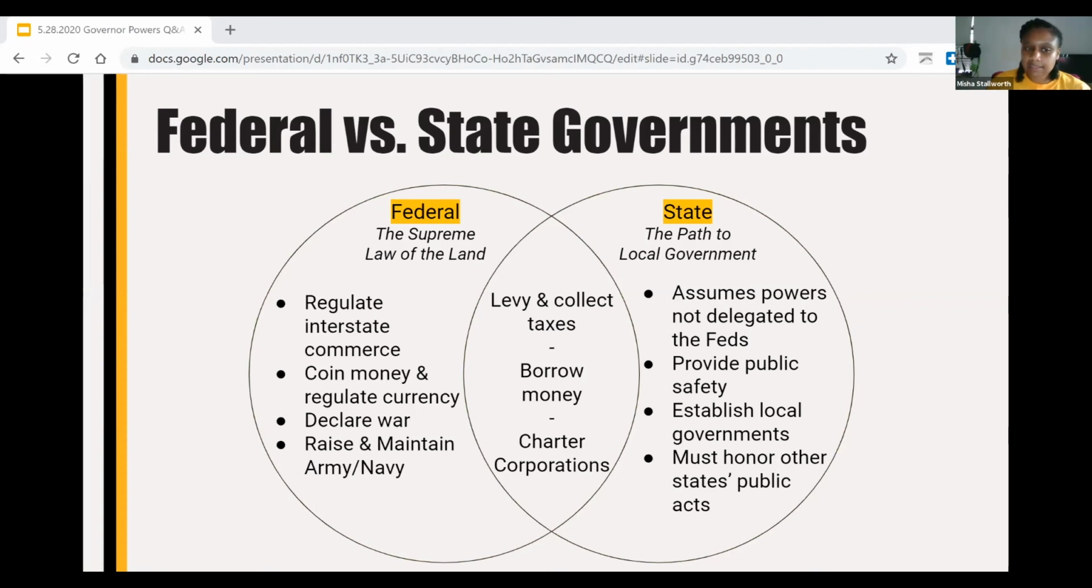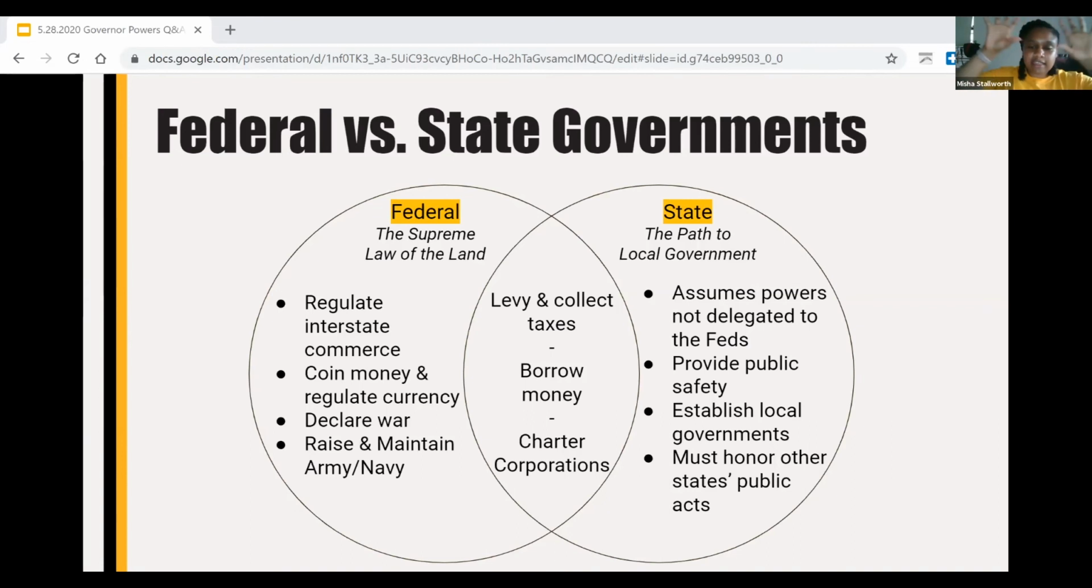Now, things that our federal government and our state governments have in common include levying and collecting taxes, being able to borrow money, chartering corporations. When we talk about chartering corporations, we're talking about organizations that sometimes take on public services within a state or within a municipality. And then finally, we have responding to emergencies, which of course we're gonna get into as we move a little further into our content.